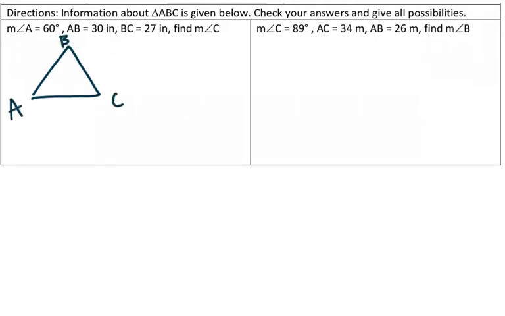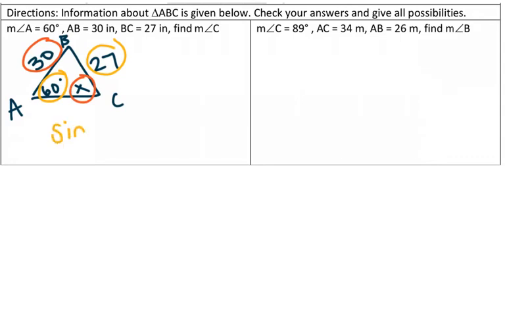And now we're just going to use the information in the picture. So it says the measure of angle A is 60 degrees. The side AB is 30. BC is 27. And we want to find angle C. So I'm going to put an X there. Okay, so that's what we're looking at. Still going to use the law of sines like we have been. So here's an angle and a side across and an angle. And so we'll set it up like we have been.